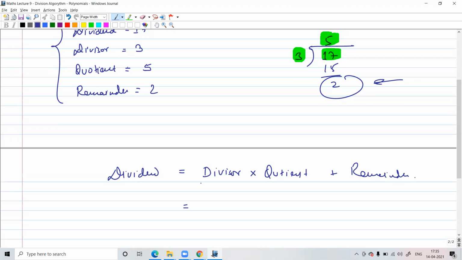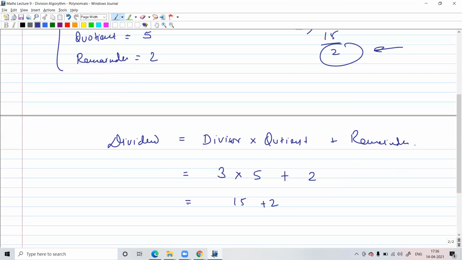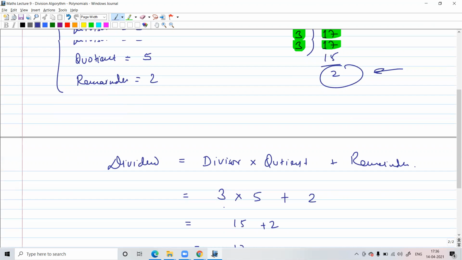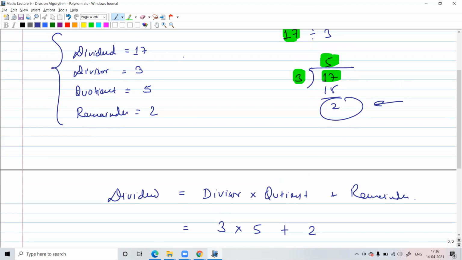So let's put the numbers and see what was our divisor. It was 3. What was the quotient we got? 5. And what was the remainder we had? 2. So do this calculation. 5 3s are 15 and plus 2. What do we get? 17, right? And is that our dividend? Yes, it is. 17 is the dividend.